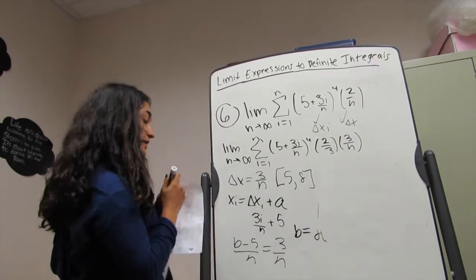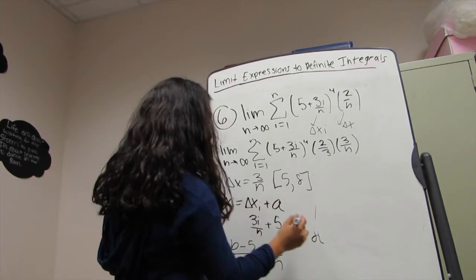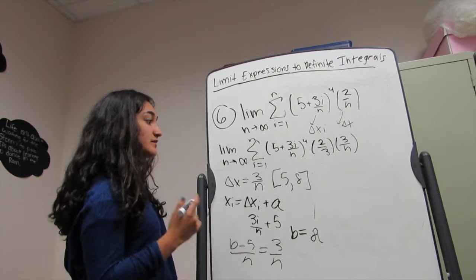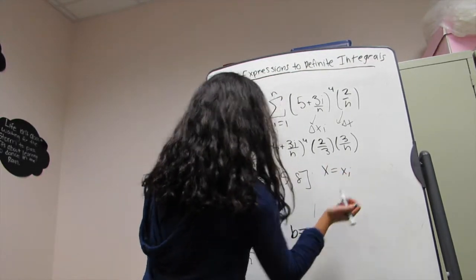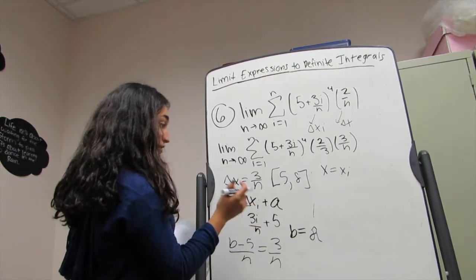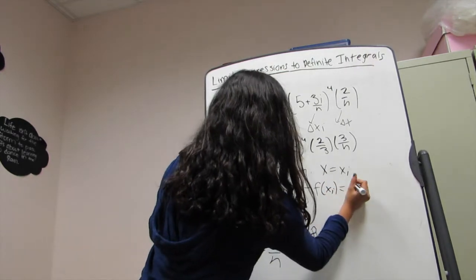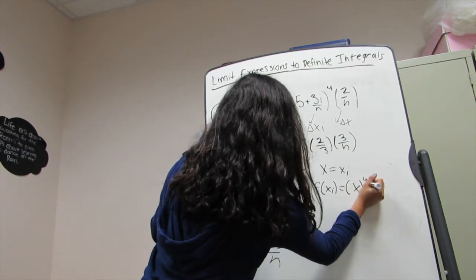So now that we have our domain, from a equals 5 to b equals 8, we can find f of x sub i. So we know that x equals x sub i, and our x sub i equals 3i over n plus 5. So f of x sub i would be x sub i to the 4th power.